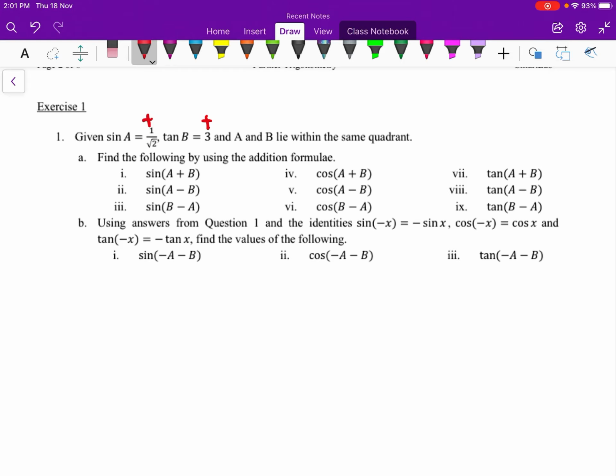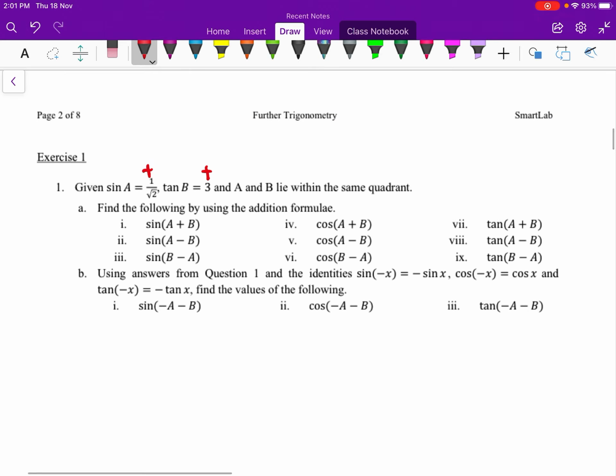Just to put things in perspective, our tangent B, you look at this 3, you put it in terms of 3 over 1. It's better to see because tangent is opposite divided by adjacent. So this is opposite, this is adjacent. Okay, so find the following by using the addition formula. Let me just do this part i for you, then you can try the other parts yourself.